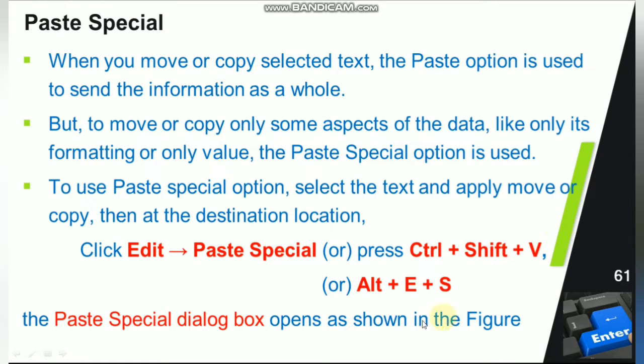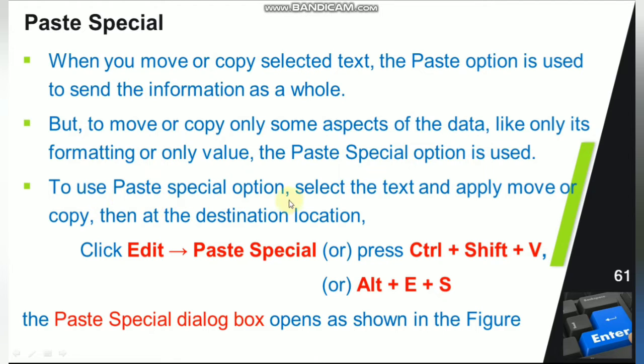So these are called formatting of text. When we do paste special, it also copies the formatting of the text and pastes the same format in the desired location. Clear? We will see it with an example, but you first follow these steps.